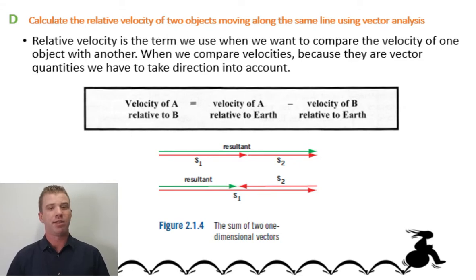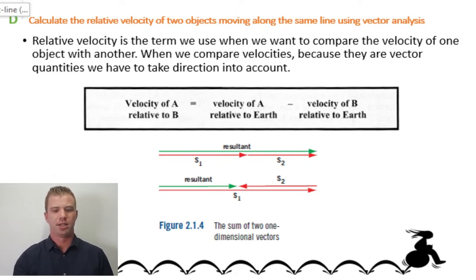So relative velocity is a term we use when we want to compare the velocity of one object with another. When comparing velocities, because they are vector quantities, we need to take the direction into account. Now let's have a look here at the question, which will help you understand this concept a lot better.